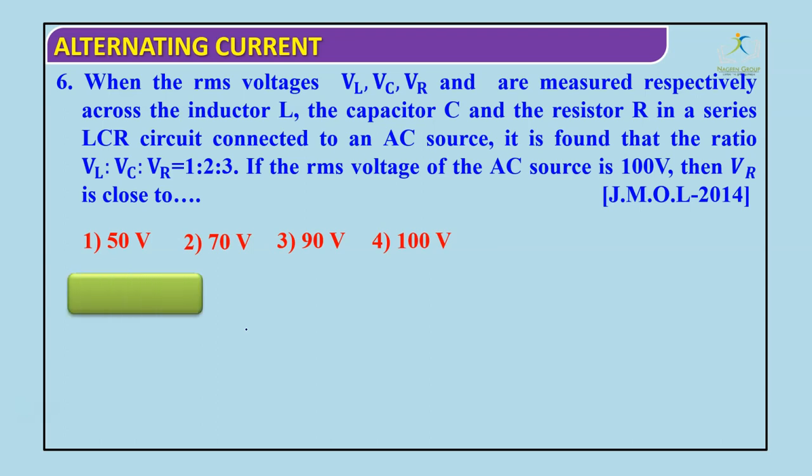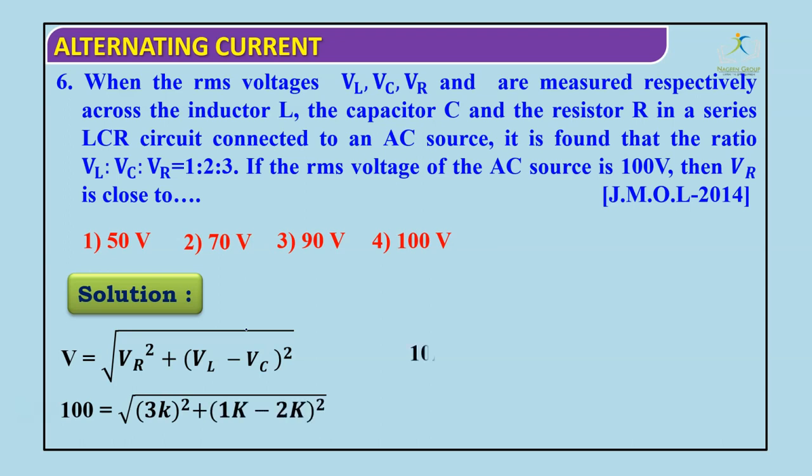So the correct answer for this question is, with the solution, V is equal to, we know that for the complete magnitude, that will be under root VR square plus VL minus VC whole square. If I put all these values together, we get the value of K, which is 10 root 10, and VR is 90 volt. According to that, the correct answer is 90 volt.